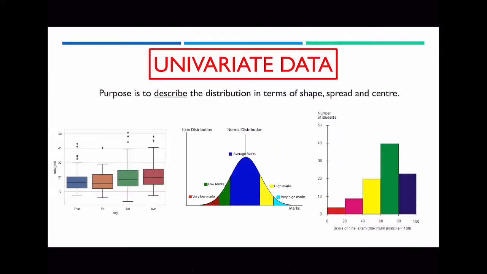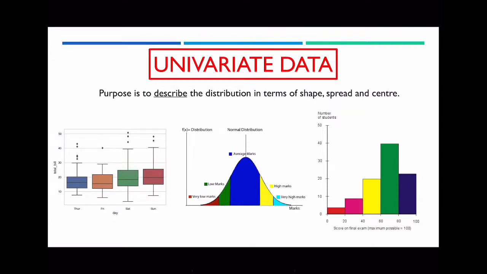So firstly, we're going to be looking at univariate data. The purpose is to describe the distribution in terms of shape, spread, and center. There are three main types of univariate visual displays. These include the box plot on the left-hand side over here. In the middle, I've got the normal distribution, aka the bell-shaped curve. And on the right-hand side, I've got a histogram.